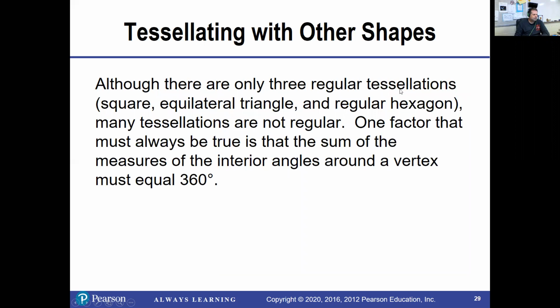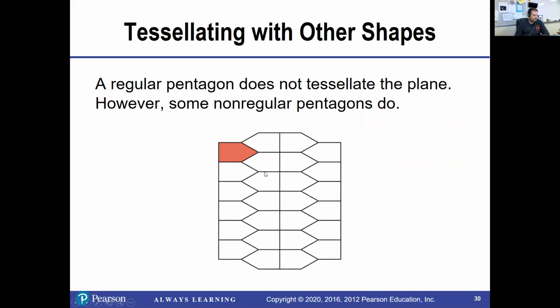Although there are only 3 regular tessellations, square, equilateral triangle, and a regular hexagon, many tessellations are not regular. One factor that must always be true is the sum of the measures of the interior angles must equal 360 degrees. So notice, these are not regular pentagons, but they are pentagons, 5-sided figures, just not regular. But notice it does tessellate. If you look here, that would be 360. If you look here, this would be 360. So it does tessellate the plane.